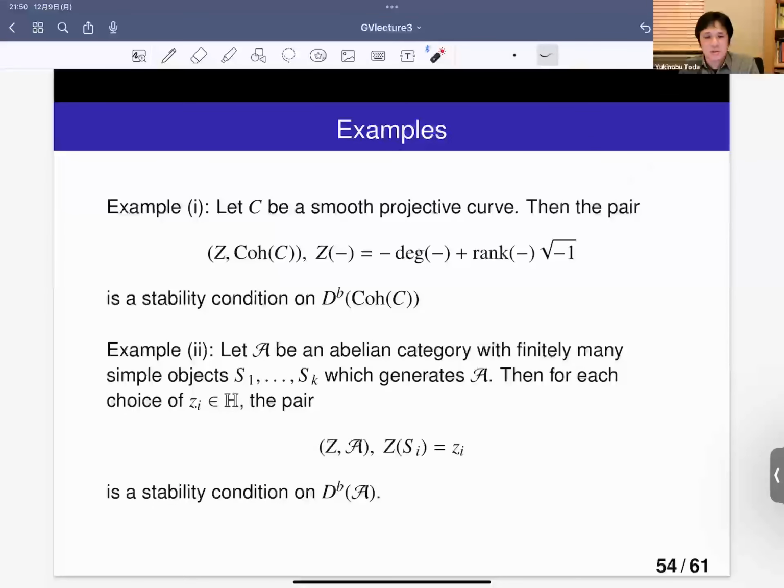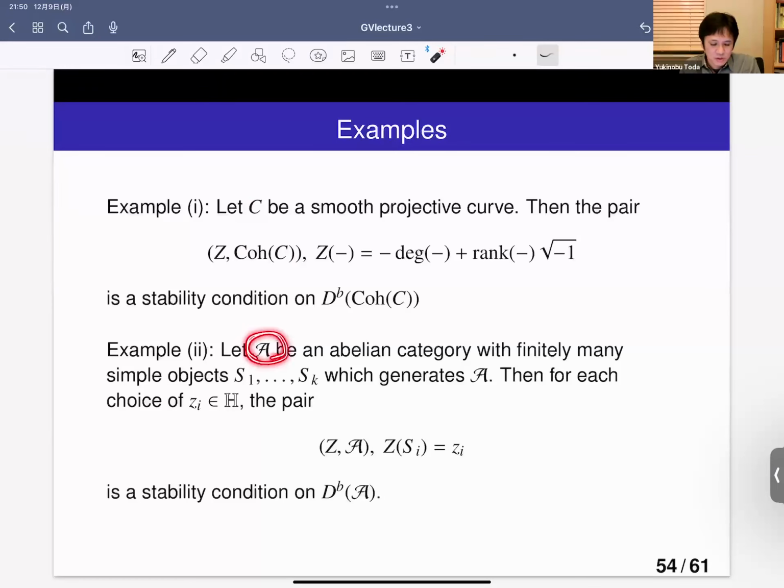We have various examples. Where C is a smooth projective curve, then the pair of Z and Coh(C), where Z is of this kind of central charge, and Coh(C) is a standard heart, gives an example of stability conditions.